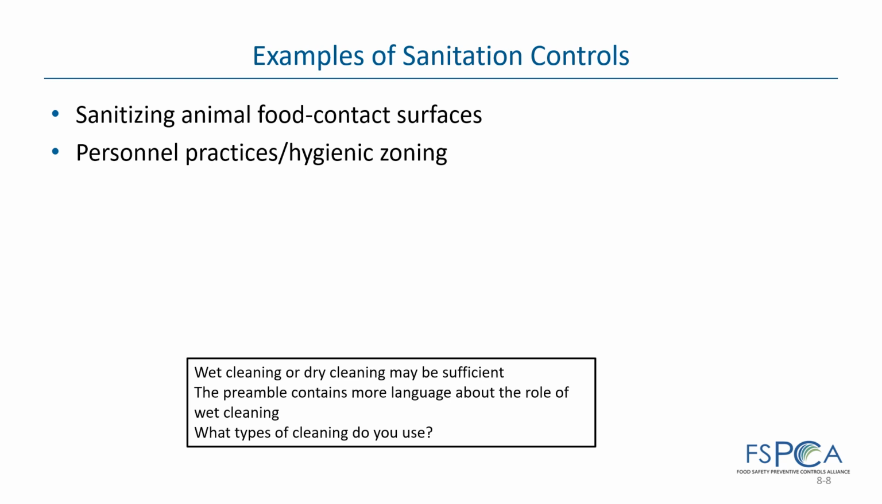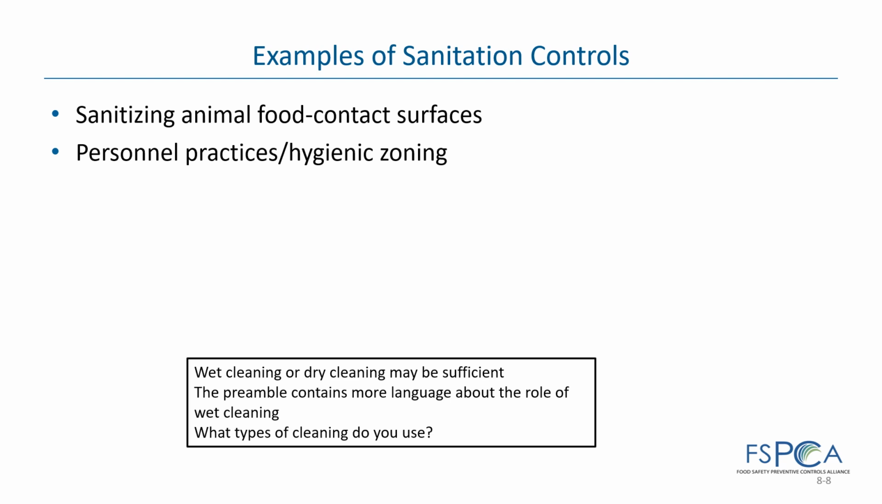I think these are going to be our two most common types of sanitation controls that we see in the industry. Number one is going to be sanitizing animal food contact surfaces. Pretty simple there. That makes a lot of sense. I think that's pretty common practice. And then also personnel practices like hygienic zoning. So having established practices and procedures for how personnel act and utilize their utensils, including a hygienic zoning, could be utilized in a sanitation preventive control procedure.